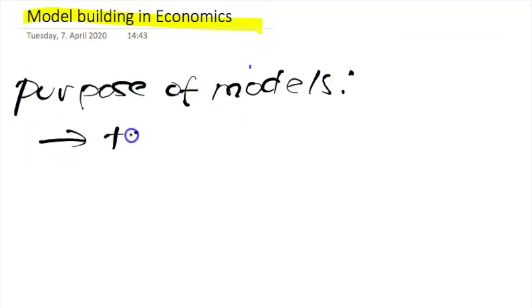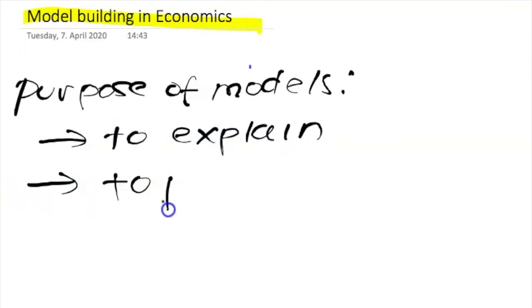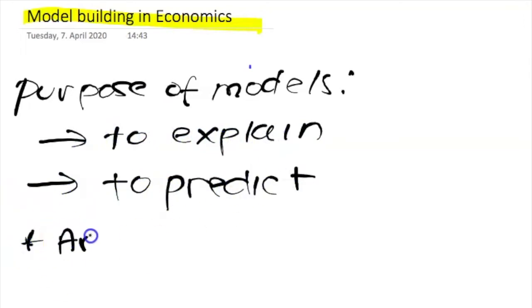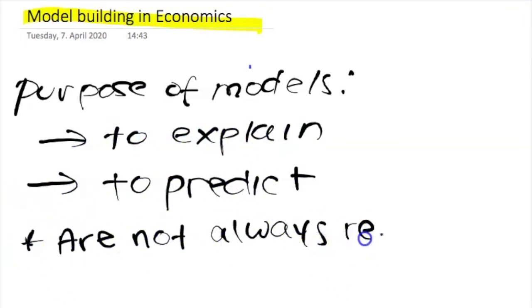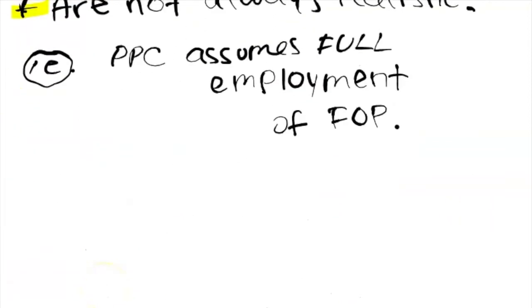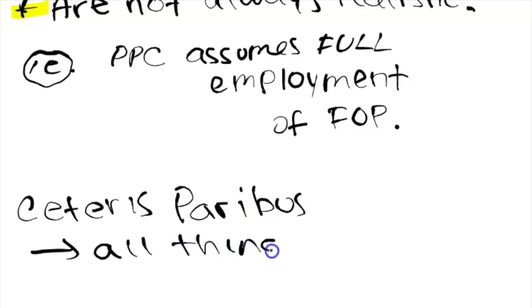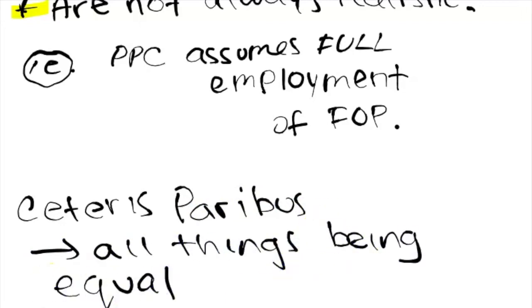You'll often find that in economics, models are not the most realistic. The reason for this is that there are often too many factors to be considered at one given moment to create a realistic model, which is why we often have the assumption of ceteris paribus. Ceteris paribus is Latin for all things remaining equal.